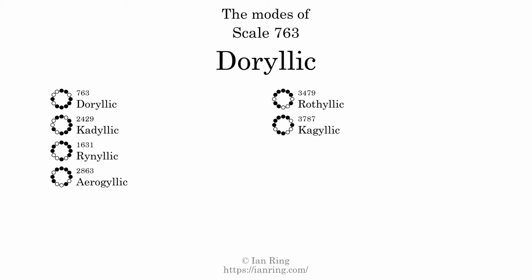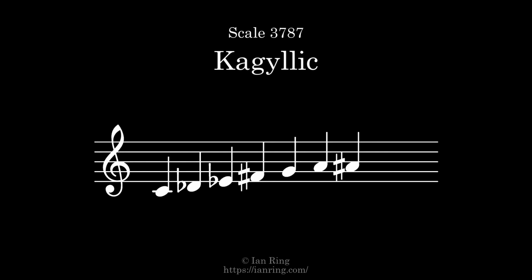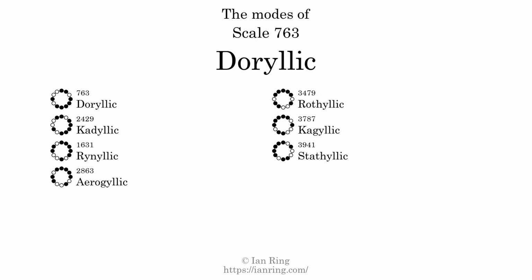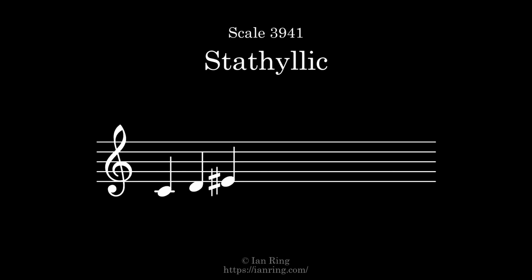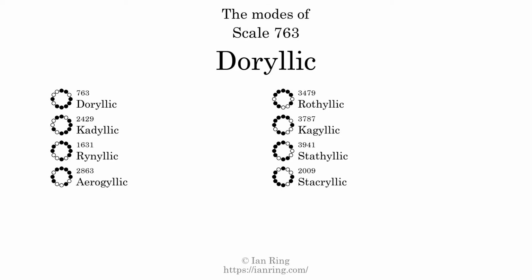The sixth mode is scale 3787, also known as octatonic. It sounds like this. The seventh mode is scale 3941, also known as Doryllic. It sounds like this. The eighth and last mode is scale 2009, also known as Doryllic. It sounds like this.